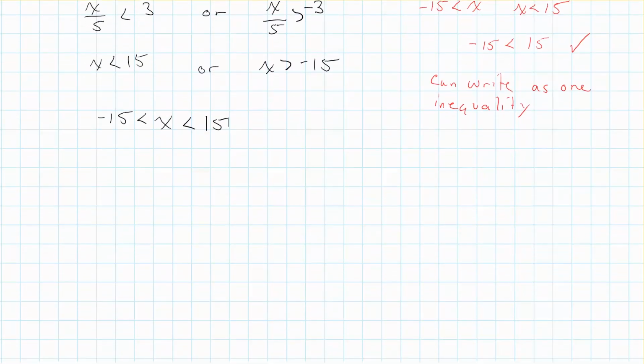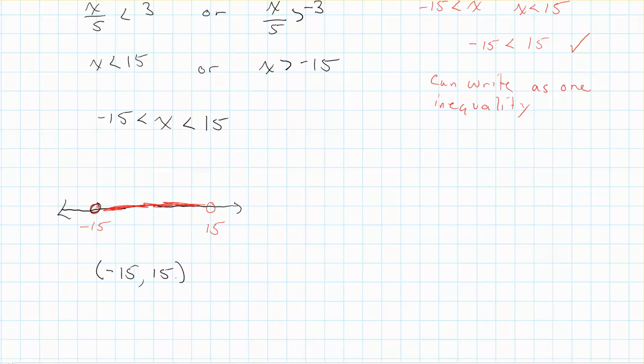And then if we graph this, you'll notice that when we can write one inequality, there's really just one interval. If we graphed this on a number line, not worrying about scale, we'd have two open circles, one at negative 15, one at 15, and then everything in between. And if we want to write this in interval notation, this would just be parenthesis negative 15 to 15.